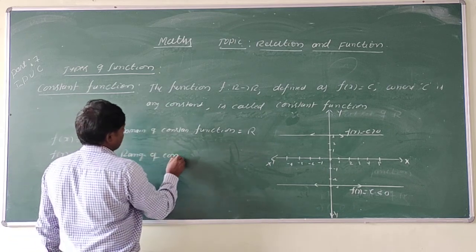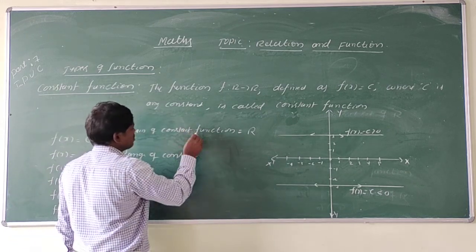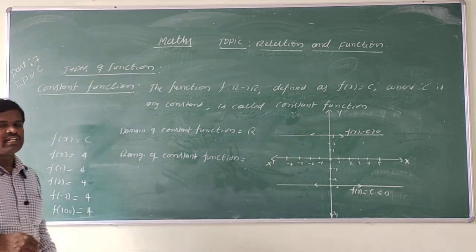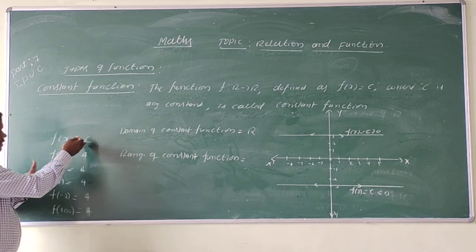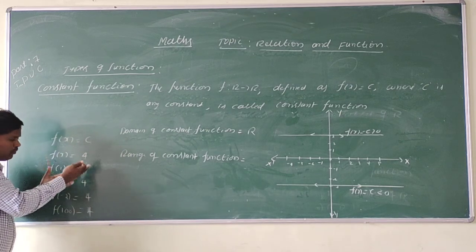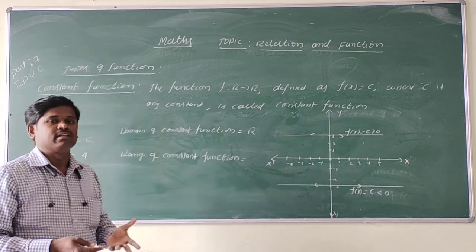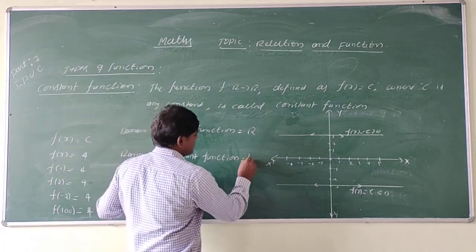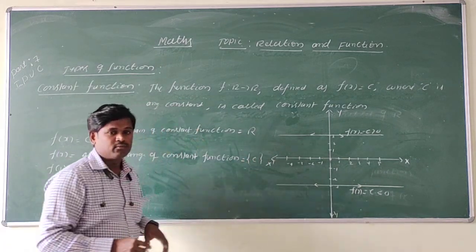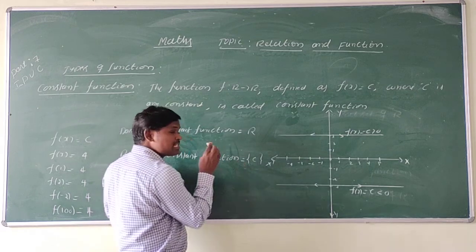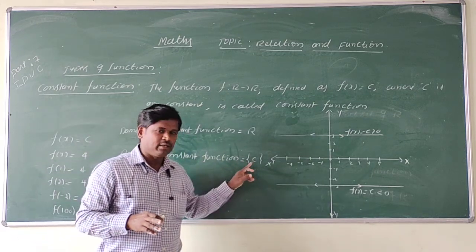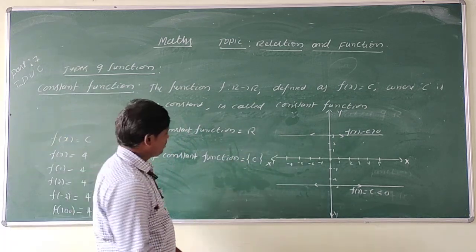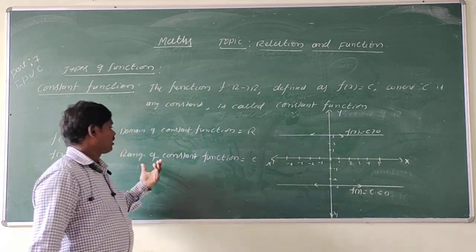Range of a constant function. See here, range is the set of all output values. Whatever the input value given, the output value is the same, that is c. Here I am taking 4, but generally it is c. So it should be written as a set, which consists of only one element c. So not like this, this is not the range.